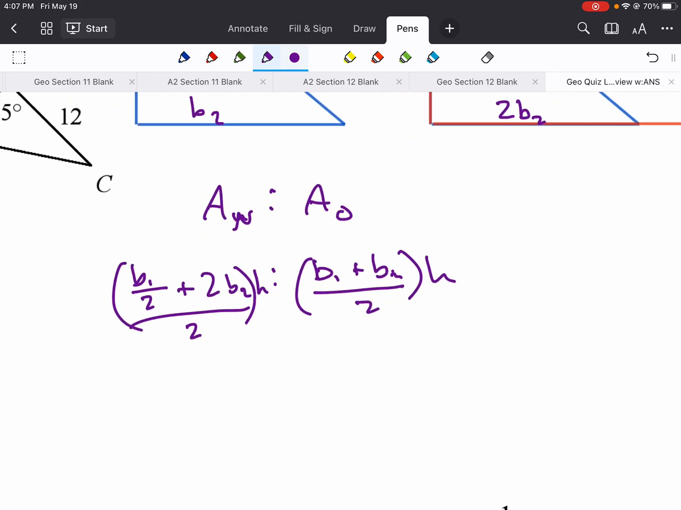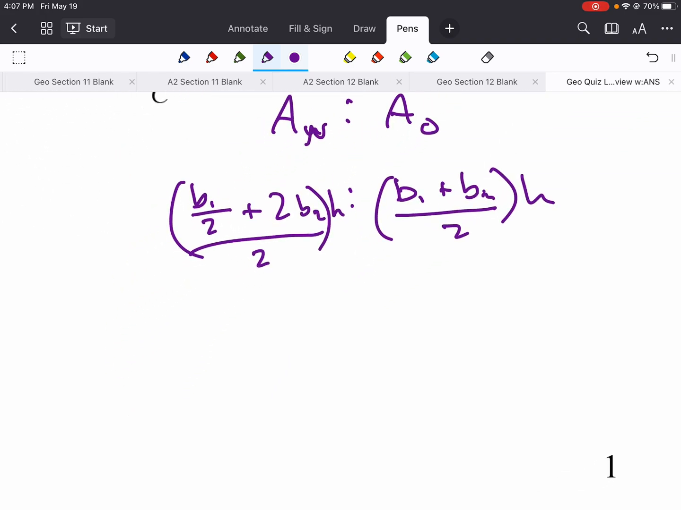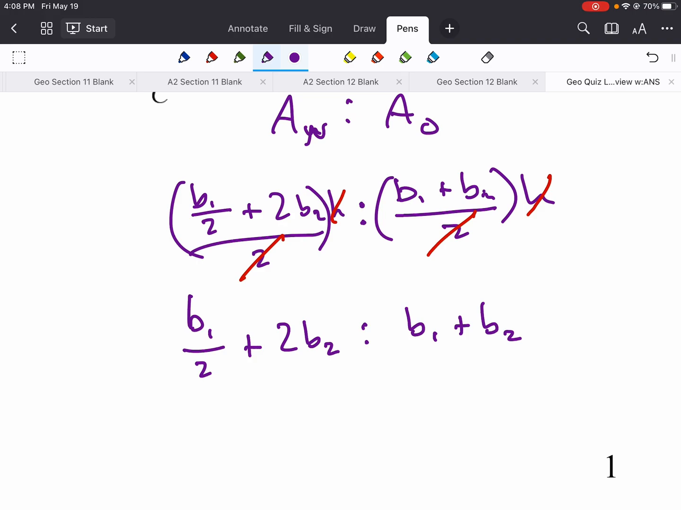Okay? All right, now it's just a matter of working this out, okay? It's not totally an equation, but you can treat it somewhat like an equation in that you have h on both sides, so you can cross those out, okay? You're dividing both sides by 2, so you can cancel those out as well. So now let's boil this down. B1 over 2 plus 2B2 is the same as B1 plus B2, okay? And now we could simplify this a little further.